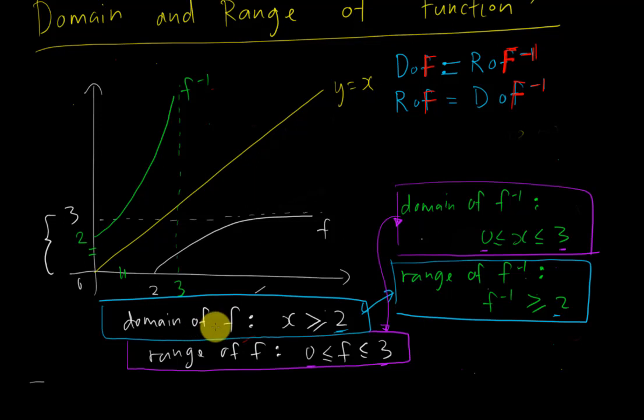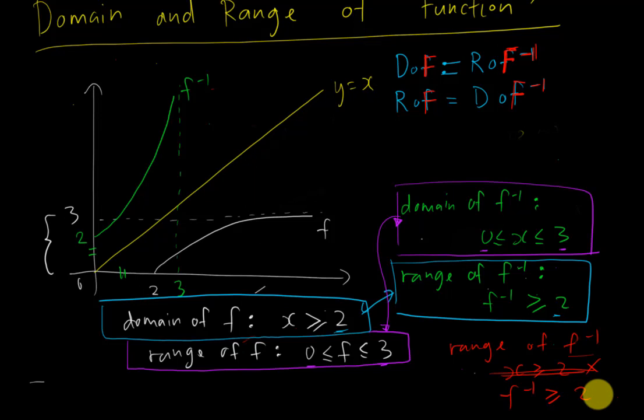Next time, if you see the domain of f telling you x is bigger than 2, and then the question straight away asks you what is the range of f inverse, you should know the domain of f is the same as the range of f inverse. A lot of students might just straight away copy the whole thing, and then you will get it wrong. Because for the range of f inverse you must start using the f inverse word. So you cannot write like this. You have to write f inverse must be greater than 2.